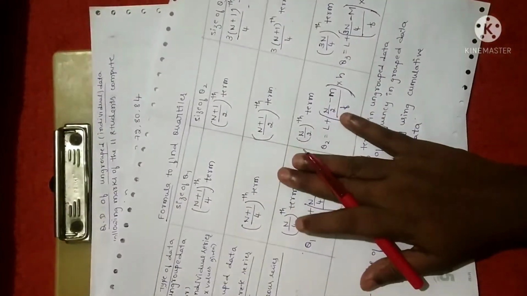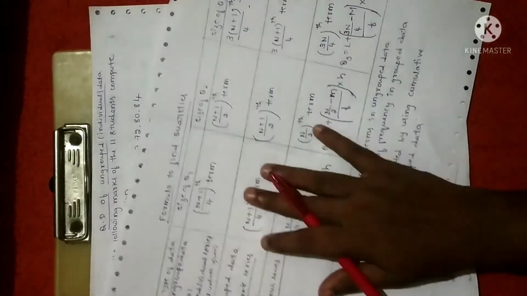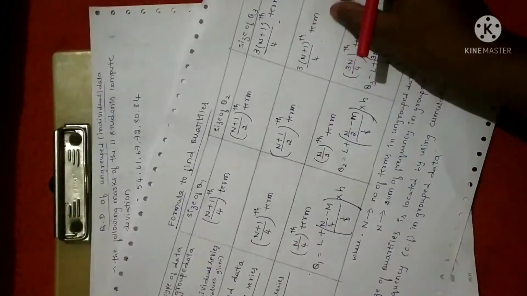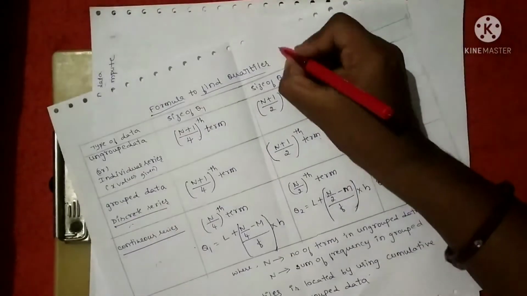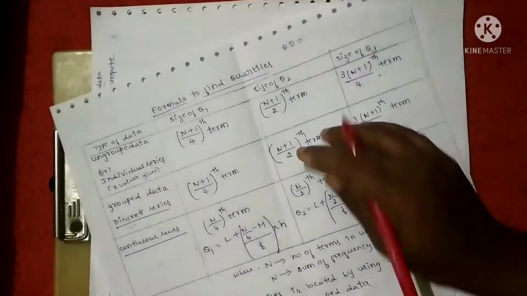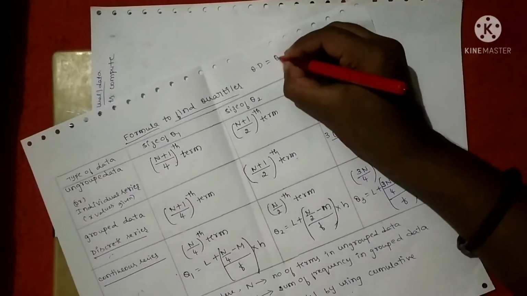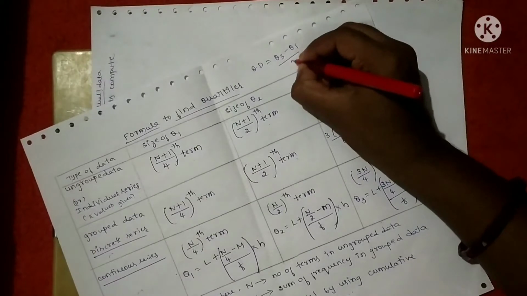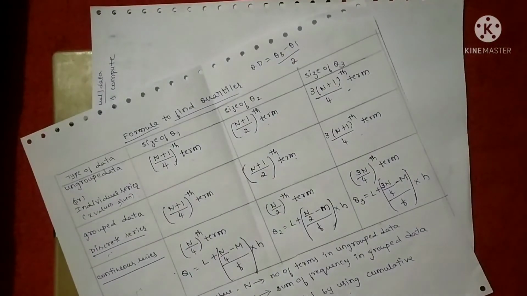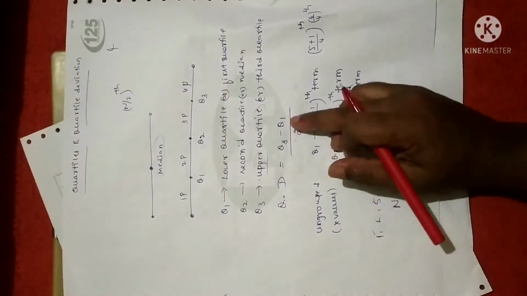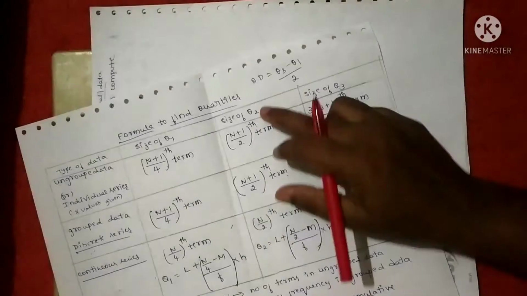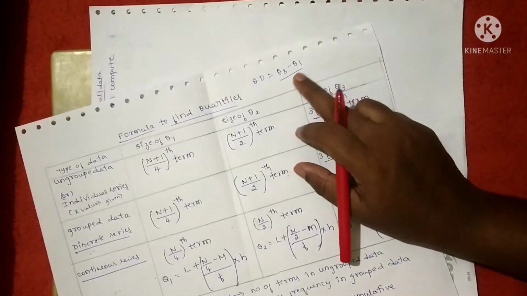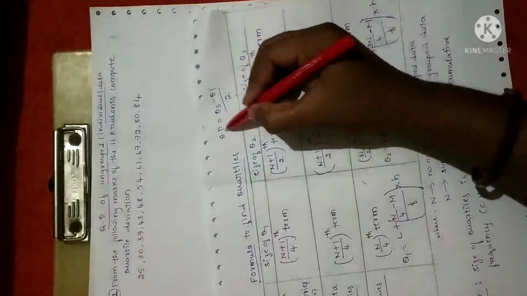Remember one more thing: the formula for quartile deviation is not included in this list. It was mentioned on the first page, and I'll send it to you anyhow. Quartile deviation is none other than Q3 minus Q1 divided by 2. While explaining, I told you clearly that quartile deviation can be obtained by the difference of Q3 minus Q1 divided by 2. If you want, you can add this formula to the list as well. Here we need to calculate the quartile deviation, that is QD.